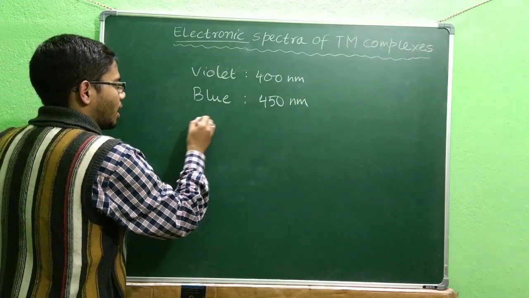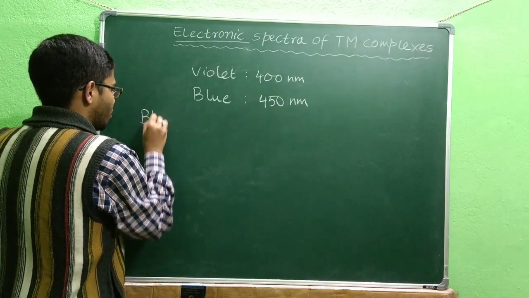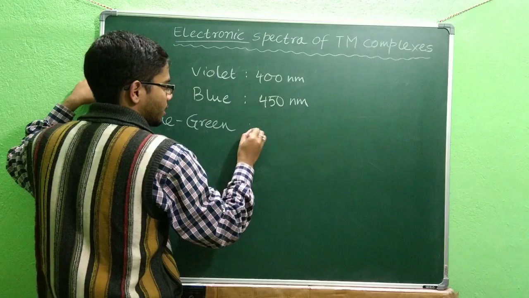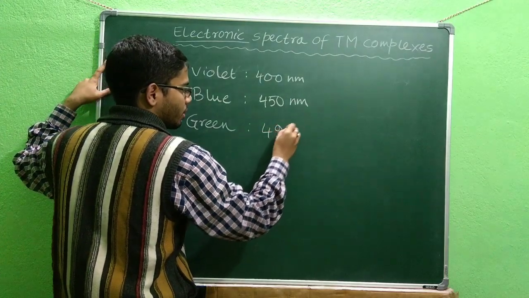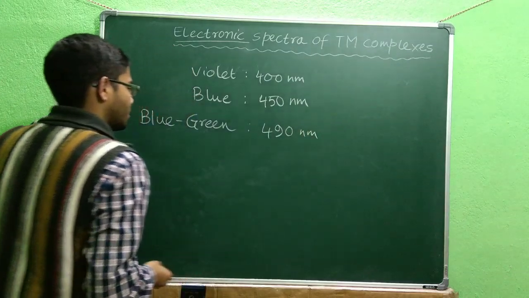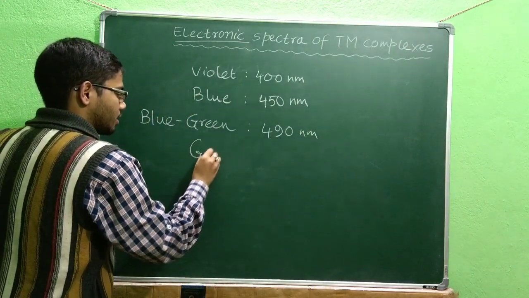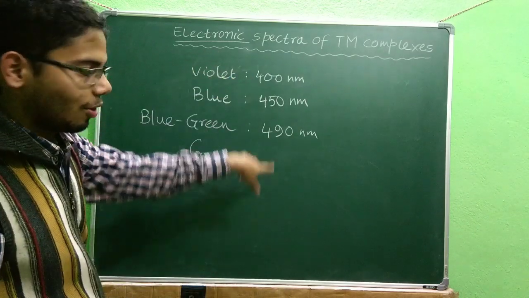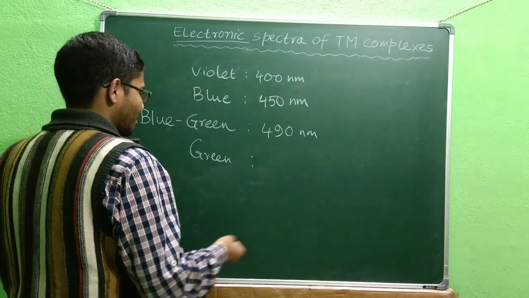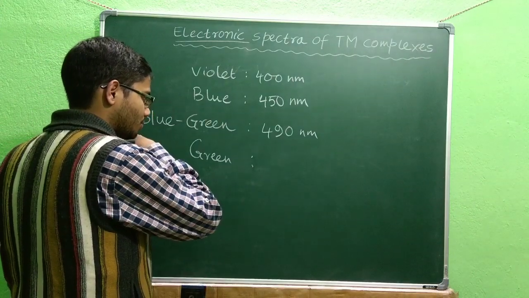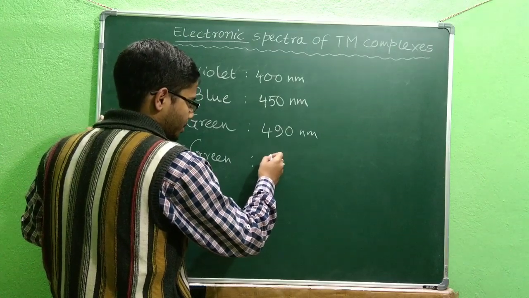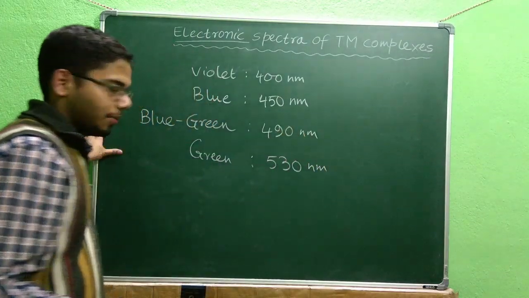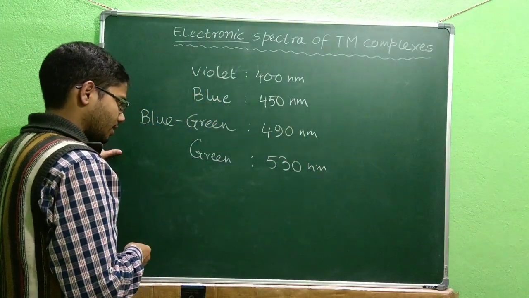Then you have blue-green, that is your 490 nanometer. Then you have green. Don't worry, I am not remembering this. I have a mnemonic for you, for how you have to remember all these things. So green is going to be maybe 530 nanometer. I will check once I complete the writing.